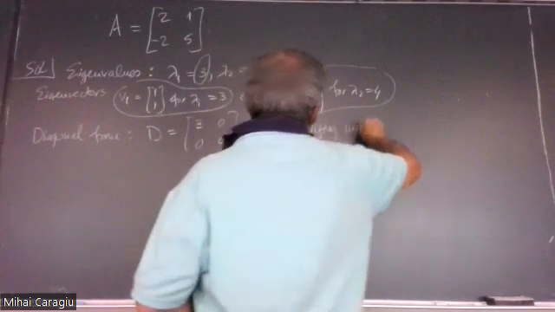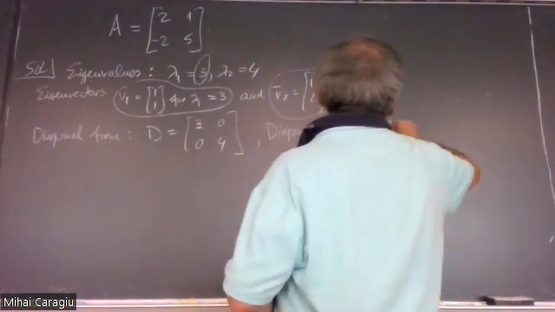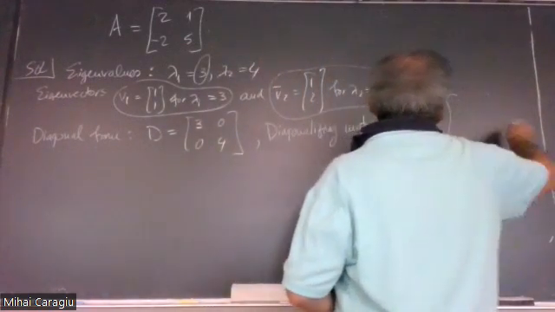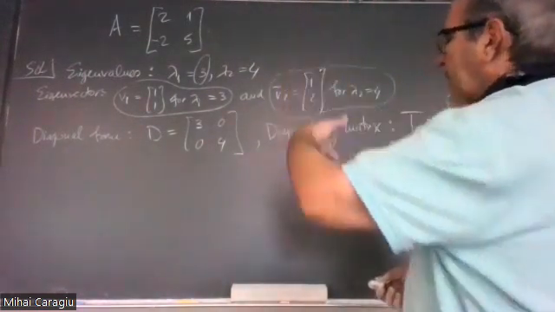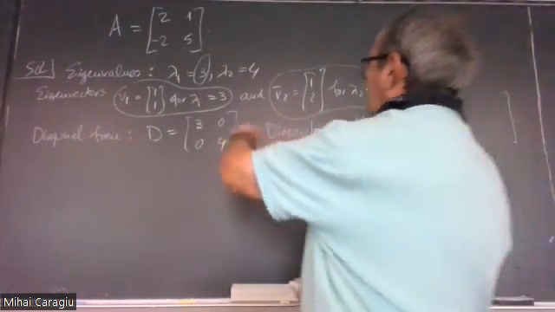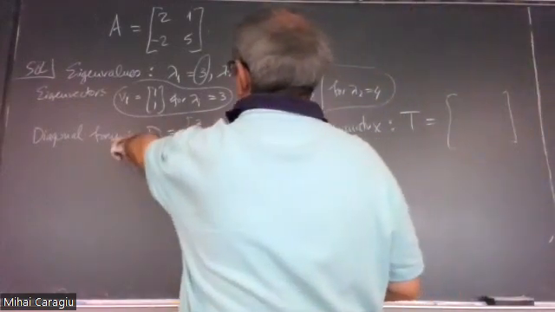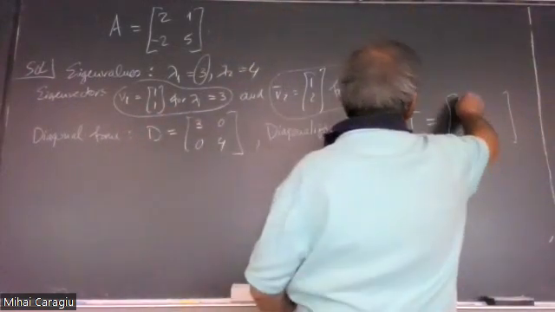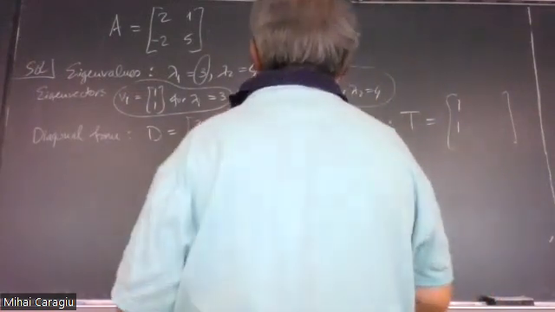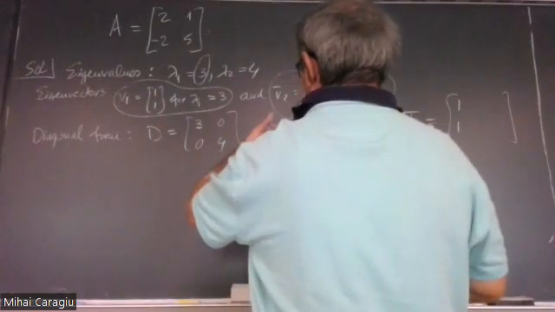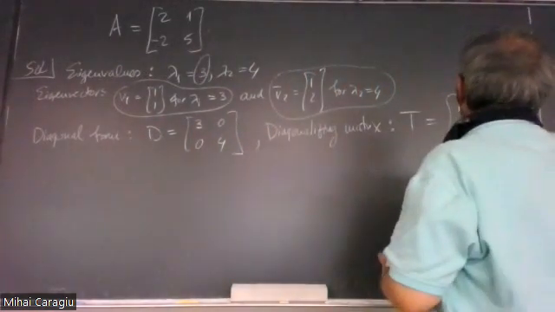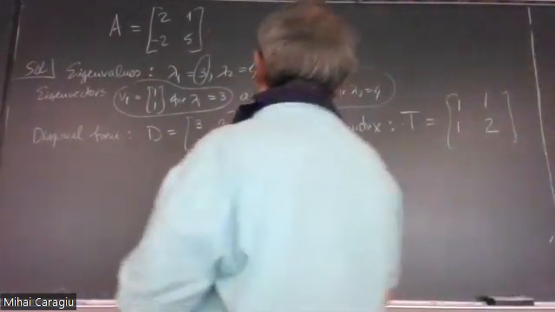Diagonalizing matrix, let's call it T. The diagonalizing matrix is the matrix obtained by stacking the eigenvectors as columns. For the first eigenvalue 3, stack the eigenvector (1, 1). That's the first column. For the second eigenvalue 4, stack the eigenvector (1, 2). So that's the diagonalizing matrix.